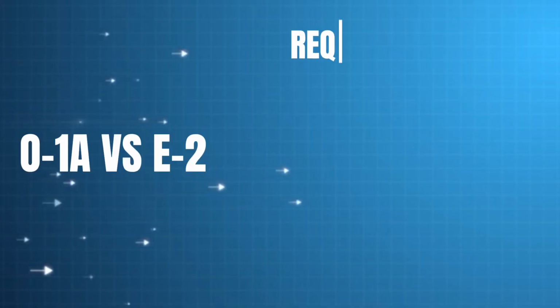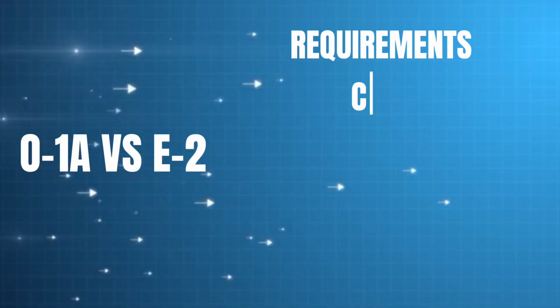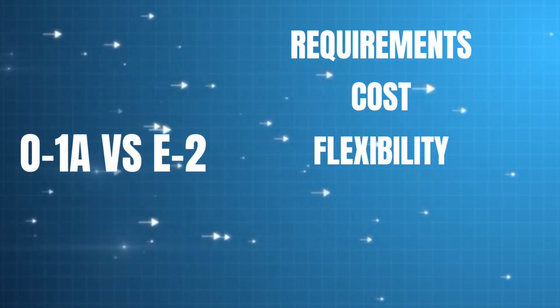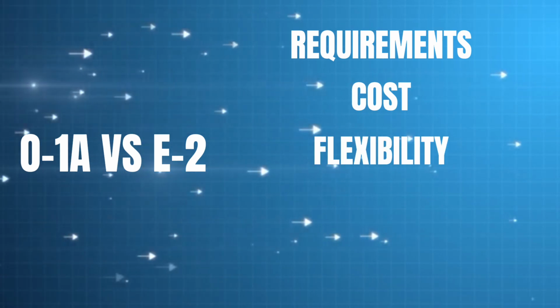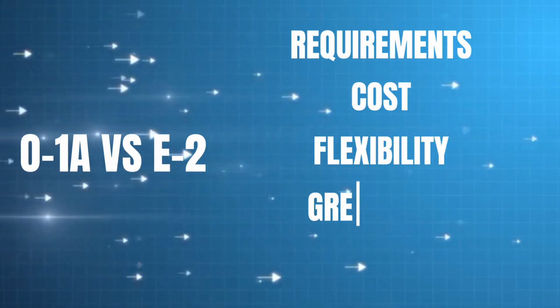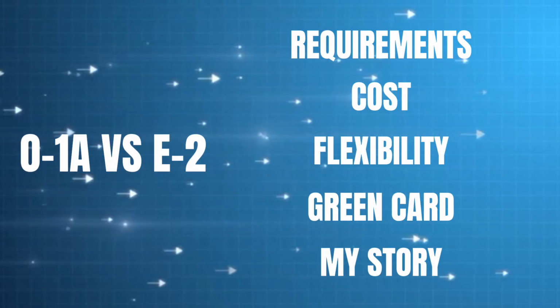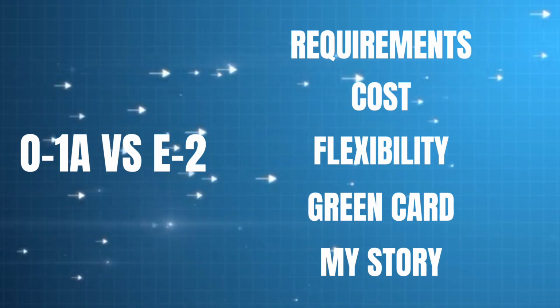So in this video, I want to share with you why I chose the O1A visa and not the E2 visa. We're going to cover the requirements of the two visas, how much money you need to invest or pay to get it, how much flexibility you have with the E2 or the O1 visa, the path to green card, and also my personal story of why I chose the O1 visa. So that's what we're going to cover, and let's get into it.